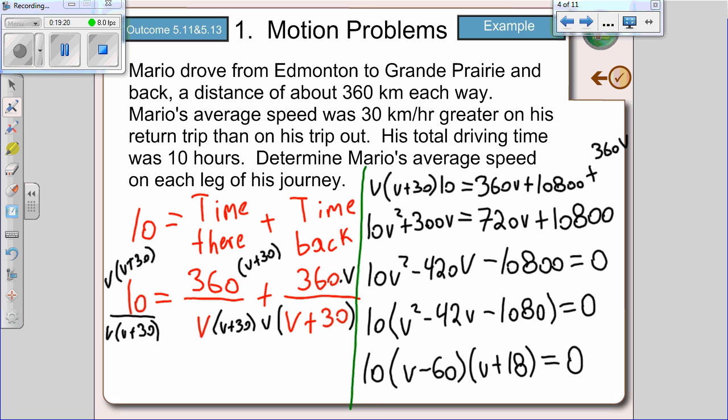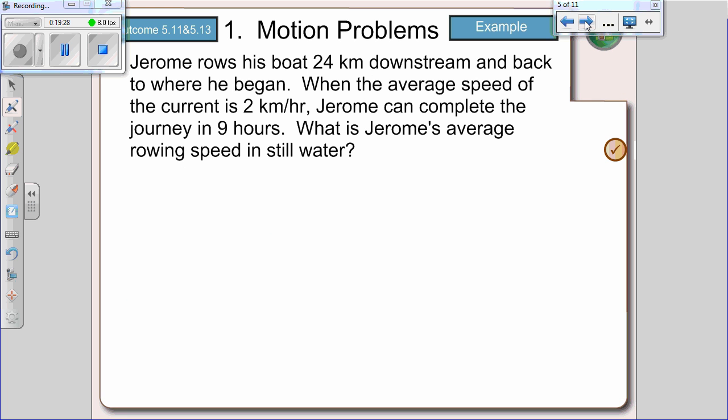Let's try it again. So, there's a lot of these, and you can see they take a long time to solve. So we're going to set them up and not actually solve them out.